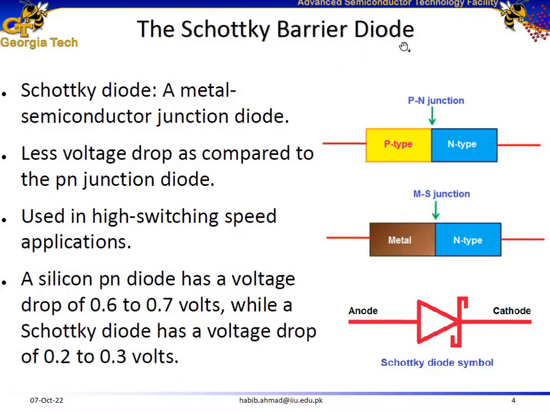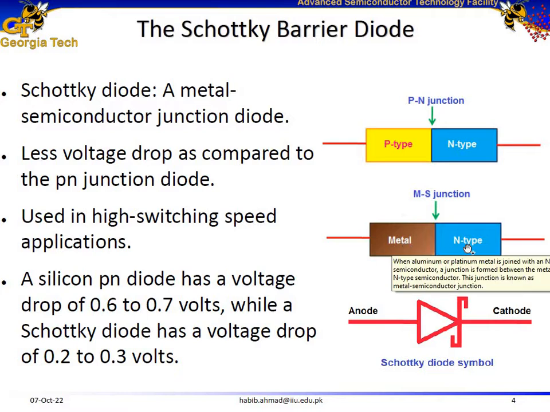The Schottky Barrier Diode. Before describing that, let's first have a look at the p-n junction diode once again. How do you form a p-n junction diode? A p-n junction diode is formed by placing together a p-type material with an n-type material. On the other hand, we form a metal semiconductor junction by placing together a metal with a semiconductor material. This semiconductor material could be p-type or n-type. And this kind of diode is called Schottky Barrier Diode, in which we have a metal deposited on top of a semiconductor material.